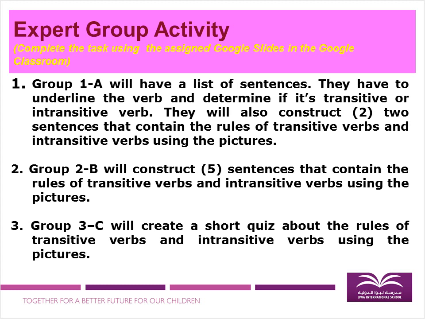For the expert group activity, group 1 or A will have a list of sentences. They have to underline the verb and determine if it is transitive or intransitive verb. They will also construct 2 sentences that contain the rules of transitive verbs and intransitive verbs using the images that I shared with you. Group 2 or B will construct 5 sentences that contain the rules of transitive verbs and intransitive verbs using the pictures or the images that I shared with you.